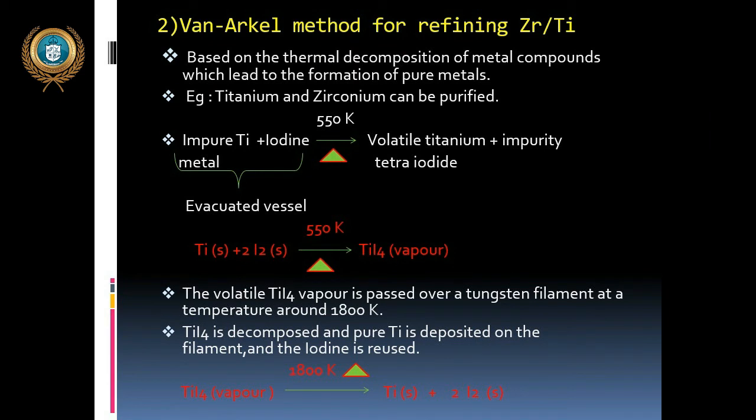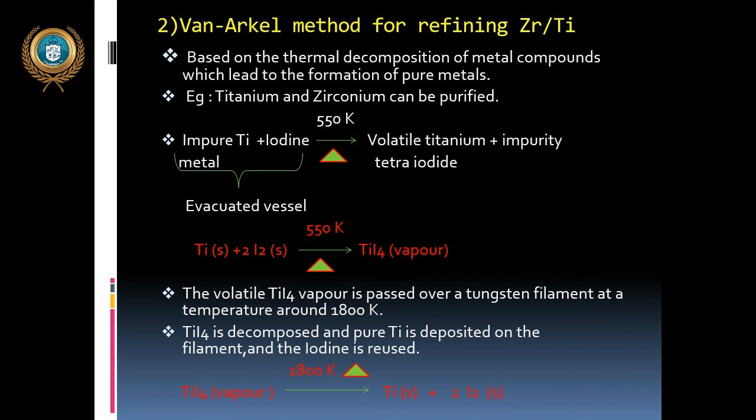So did you watch the video? It was a very easy explanation, right? Now let's move on to the second method in the vapor phase method, the Van Arkel method for refining zirconium or titanium. This method is based on the thermal decomposition of metal compounds, which leads to the formation of pure metals.